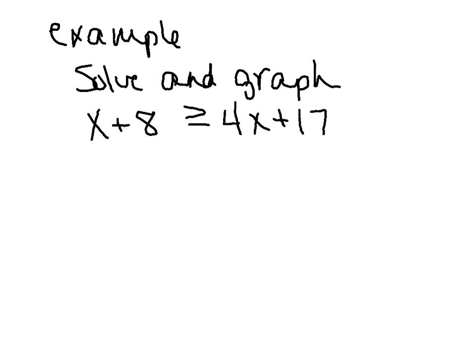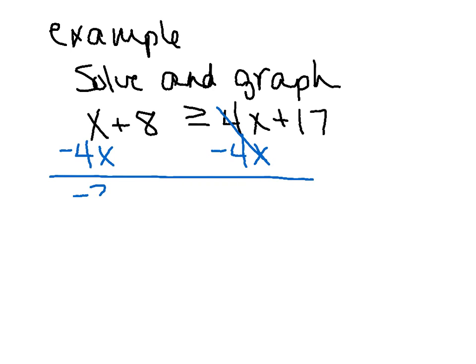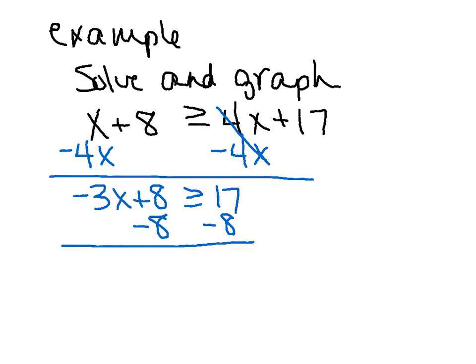Let's try another one. Solve and graph. Subtract 4x from both sides. I get negative 3x plus 8. Subtract 8 from both sides. Negative 3x greater than or equal to 9. Divide by negative 3. There's those alarms again. We know that x, flip your inequality, is less than or equal to negative 3.